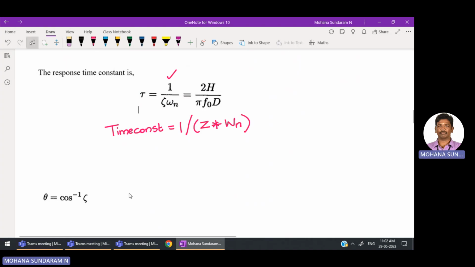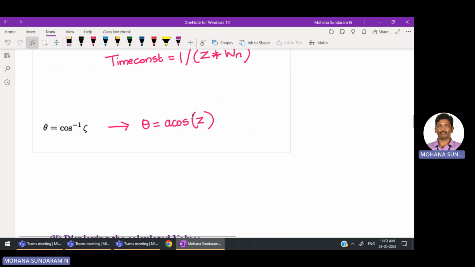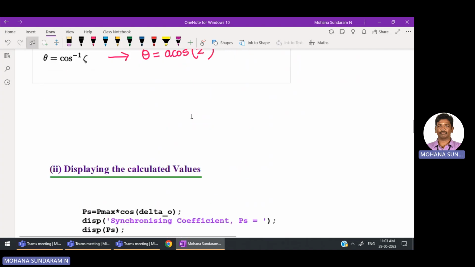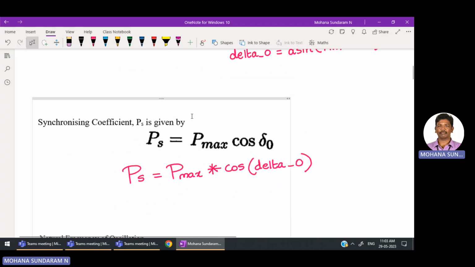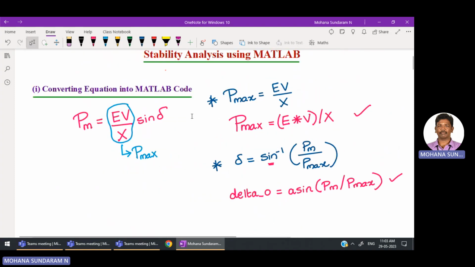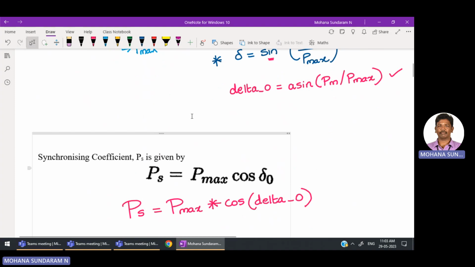And for this, theta is equal to cos inverse. Like sine inverse, we used a sine, for cos inverse you have to use a cos of zeta. That's all. So with finding out all these things, we have learned how to convert the mathematical equation into an equivalent Matlab code.